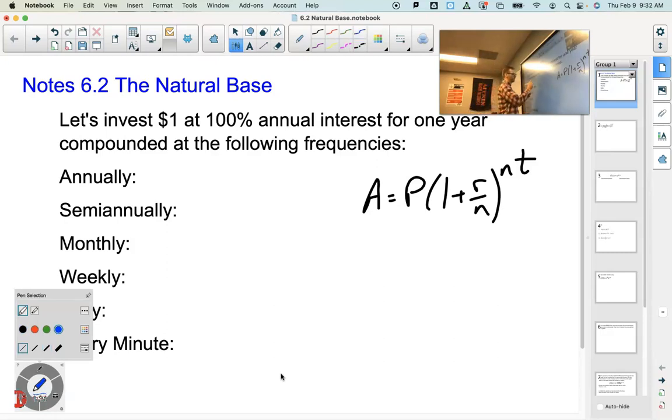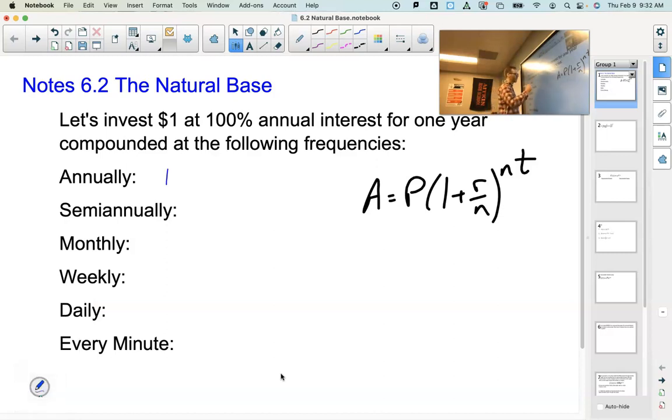If I take $1, my initial investment, and we are getting 100% annual interest, so that's just 1.0, right? Divided by, and it's compounded annually, we're just dividing that by once a year, to the once a year times how many years? 1 year. How much money do we have? Well, really, that's 1 times 2 to the first. So it's $2, right? That makes sense. We got 100% interest for 1 year. We started with $1. We now have $2 because we got $1 in interest.